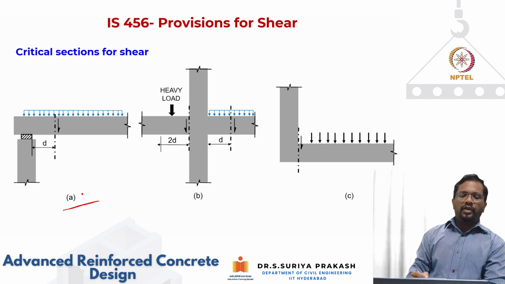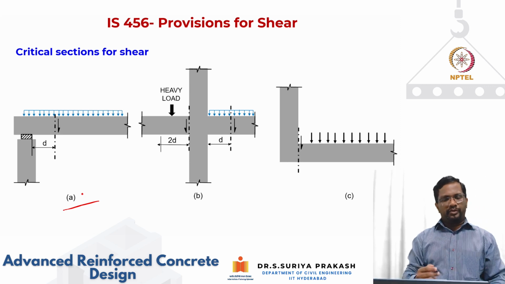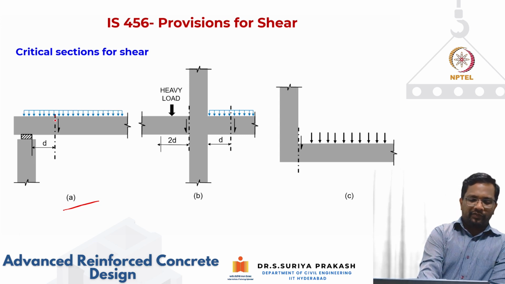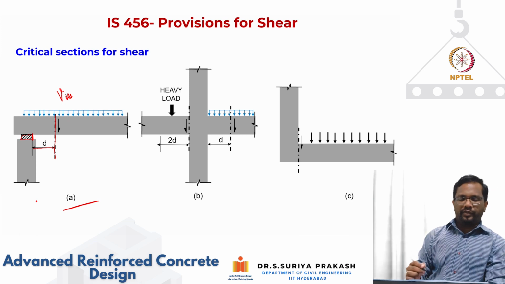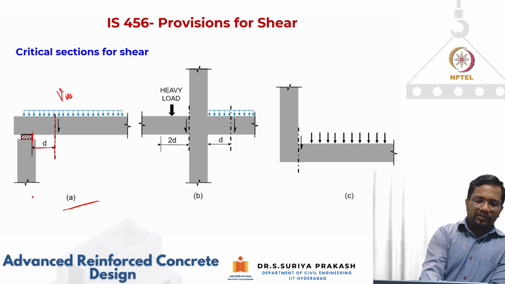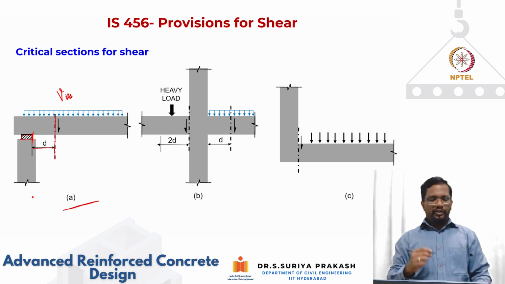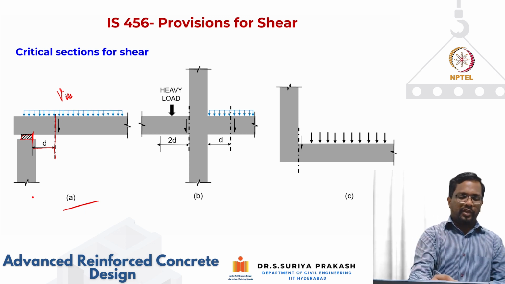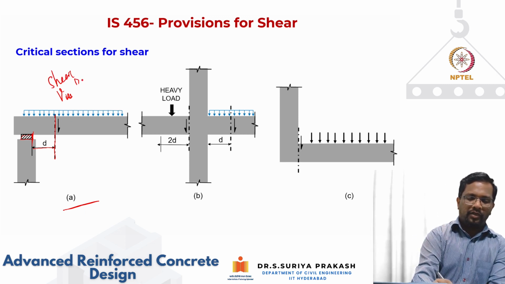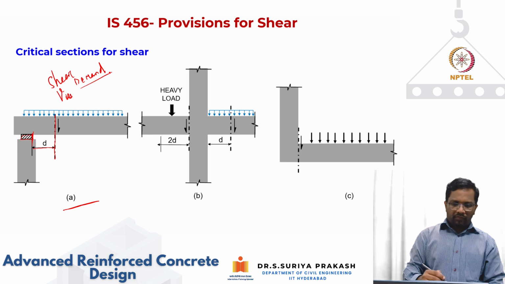For case one, let's say you have a uniformly distributed load, then you can take the critical section where you calculate your shear demand Vu. Okay, Vu can be at a distance d from the face of the support. So this is your face of the support, your column. For example, here the beam is resting on some kind of a pedestal or a bearing. So you can see the distance is basically d from the face of the support. Okay, so that is the critical section where you are supposed to calculate the shear demand that you are going to use in your design, right?